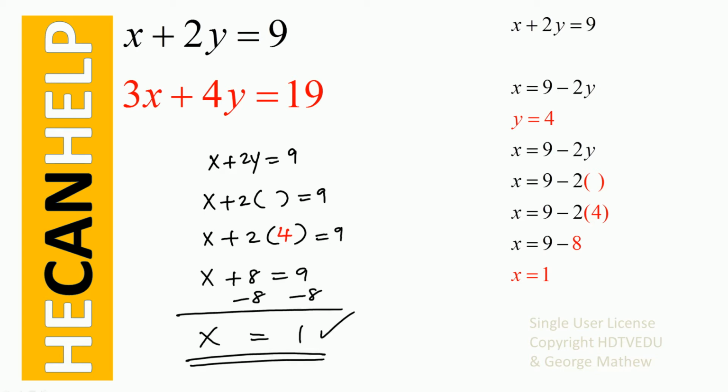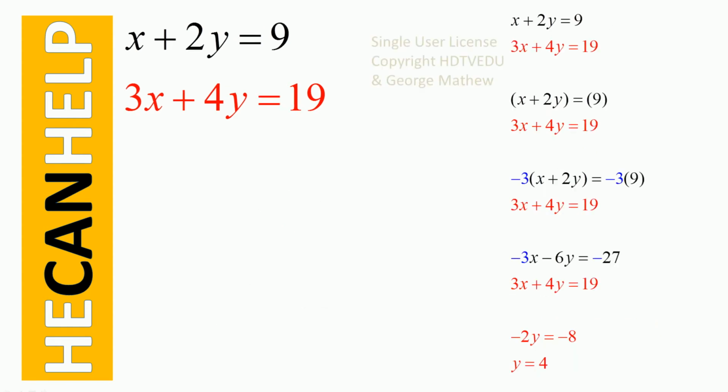So that's what I did here. x plus 2y equals 9. x equals 9 minus 2y. Substitute y is equal to 4. And 9 minus 8. And that is equal to, x is equal to 1. Now, so that's one way of doing it.